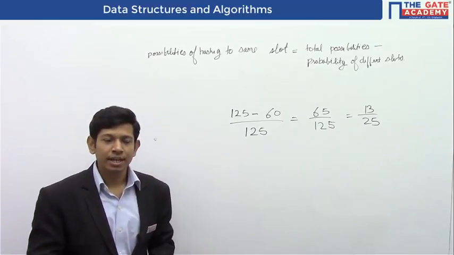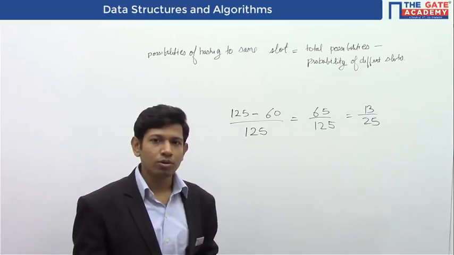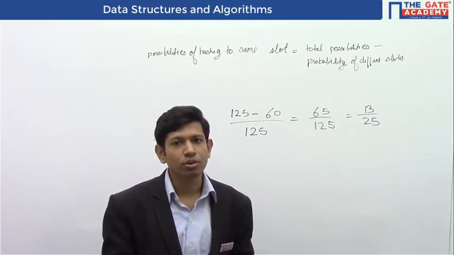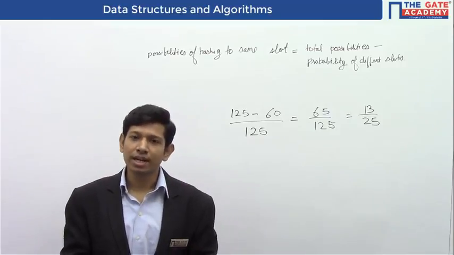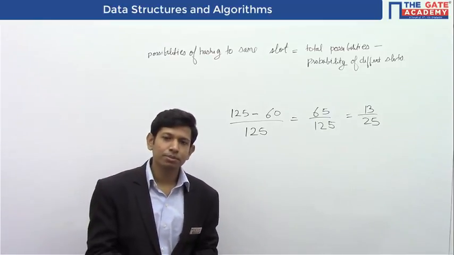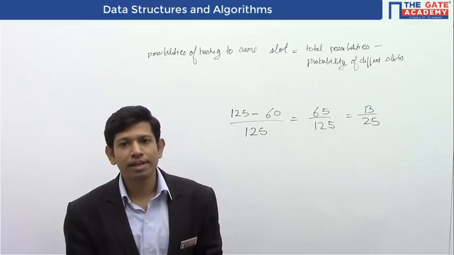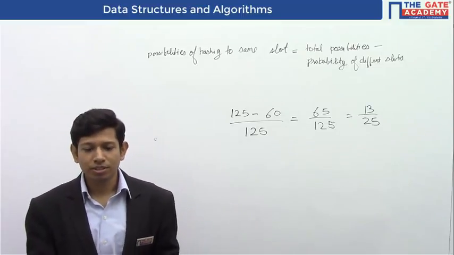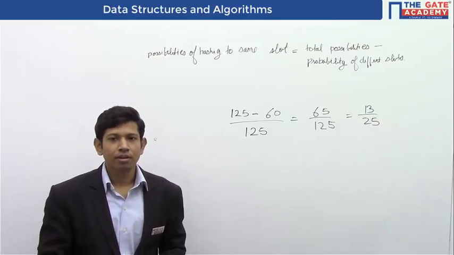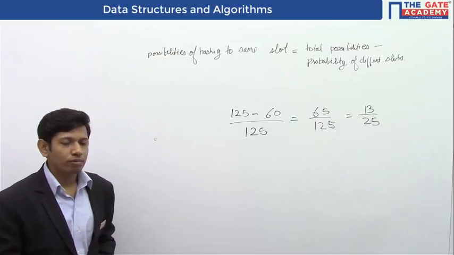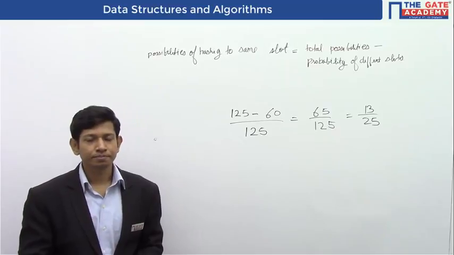So for hashing, it is very important to know not just the concepts of hashing but also the concepts of probability, because in many problems which are asked in GATE, they combine the concepts of hashing and probability and ask a combined, multi-concept problem on both. This is how we have to solve such kinds of problems.